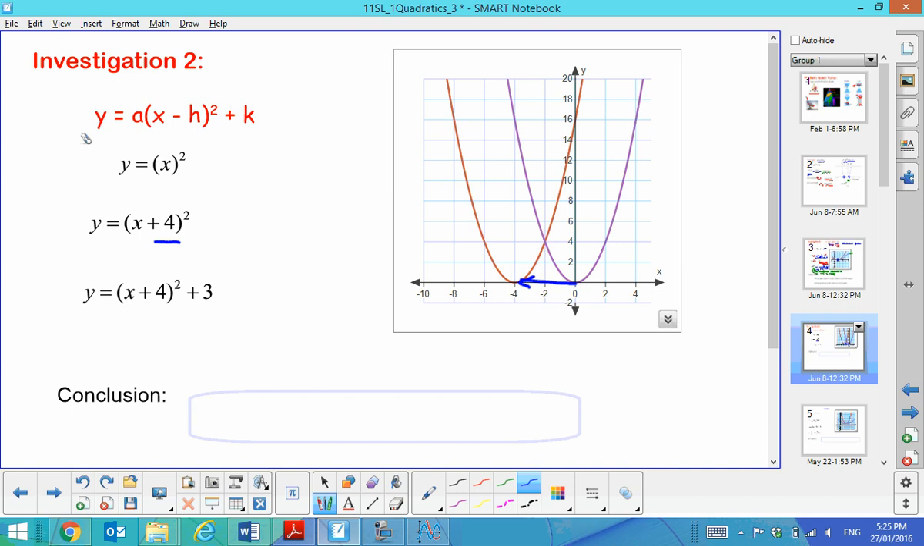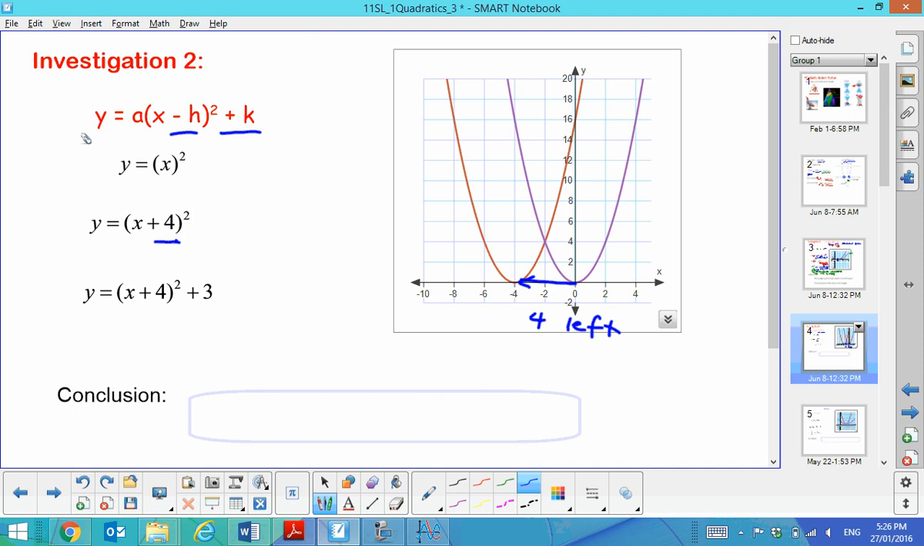So you could start by pausing the video, work through investigation 2, put all the graphs into your calculator and see what effect adding a number inside the bracket and adding a number outside the bracket has on the position of the parabola. So if you've had a turn to look at those, let's go through a bit of a summary. We found that if you've got x plus 4, we ended up with a shift of 4 units to the left.